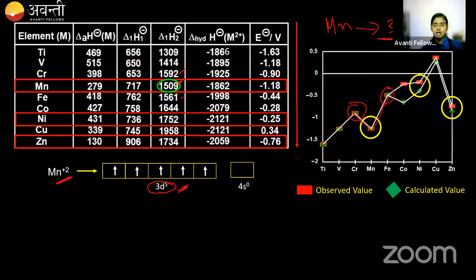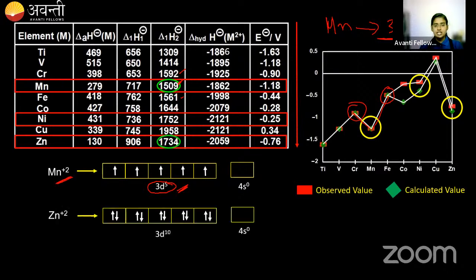Then if you talk about zinc, zinc has the very least value of ionization energy. So why does it have the very least value? What is our configuration for zinc? Zinc configuration is 3d10 4s2. So if zinc loses 2 electrons, the 2 electrons from 4s will go, and we will have 3d10. Again, 3d10 is the more stable electronic configuration for zinc.